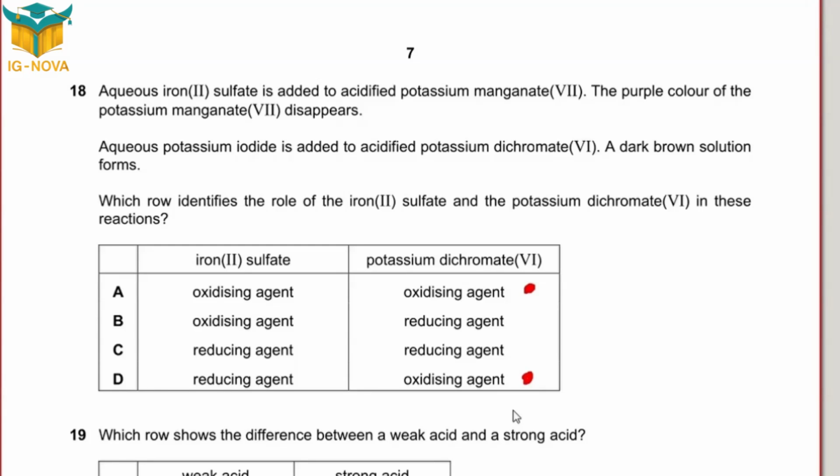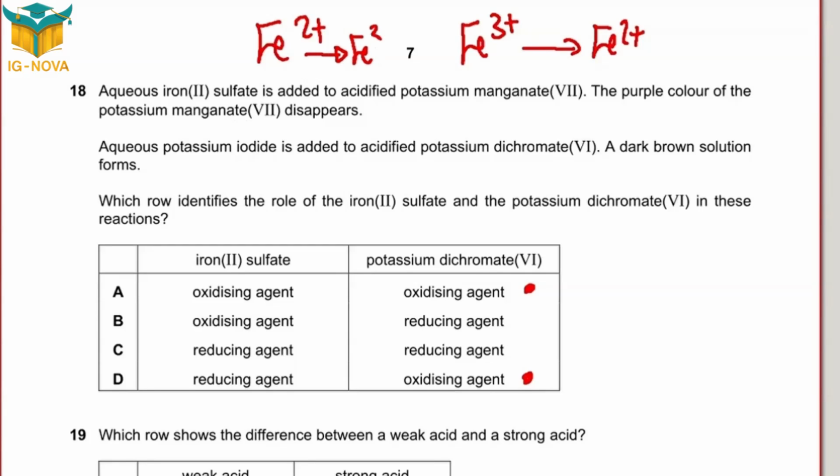Iron 3 and iron 2: iron 3 will turn into iron 2, so it has been reduced, so it's an oxidizing agent. Iron 2 in the equation turns into iron 3, so it has been oxidized, so it's a reducing agent. So iron 2 sulfate is a reducing agent.